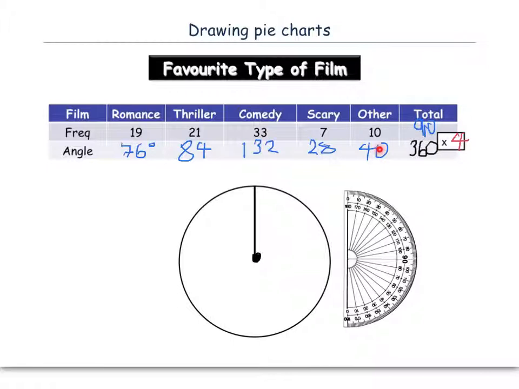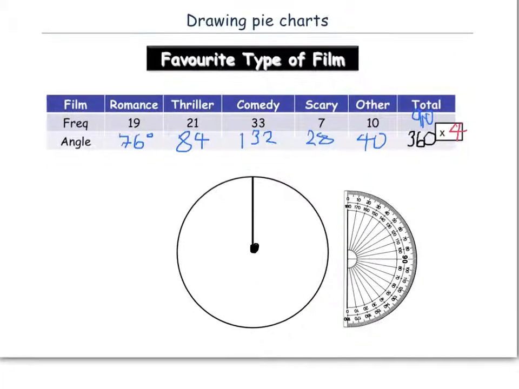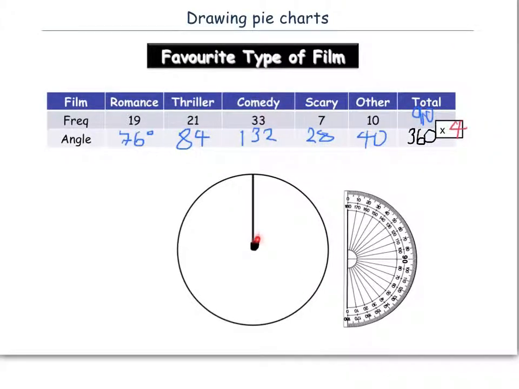When you're drawing a pie chart, the first thing you must do is make sure that the centre is highlighted, because this is where you're going to put the centre of your angle measurer when you're measuring each angle. You also need to make sure that you draw a line from the centre to the outside. I generally draw mine from the centre directly upwards. And then we've got to go around drawing each individual angle.